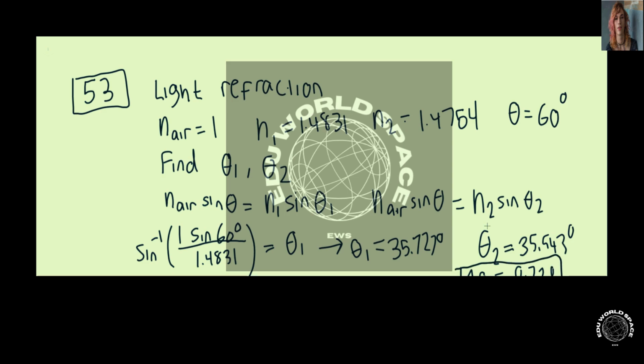So evidently, light of these different wavelengths wouldn't have that big of a difference in its refraction, at least in the visible, which I believe these both are. So that's it, really just applying Snell's law twice.